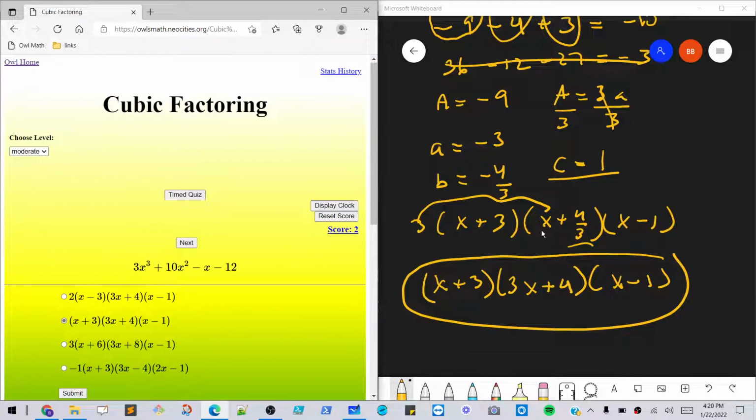So that is actually a pretty long process. I'm not telling you it's fast or it's easy or anything. It's just good practice to use Vieta's, and I think it's good to know how to use Vieta's, but it's not necessarily the fastest.